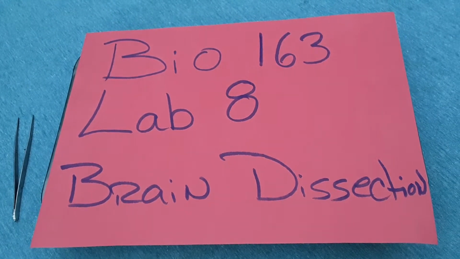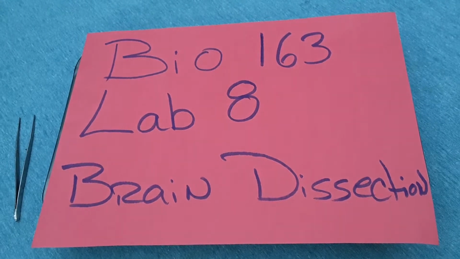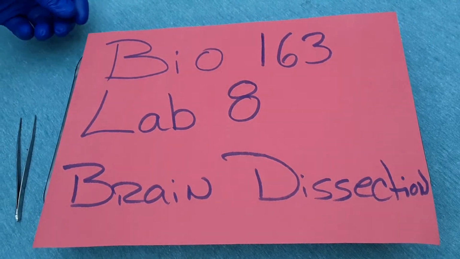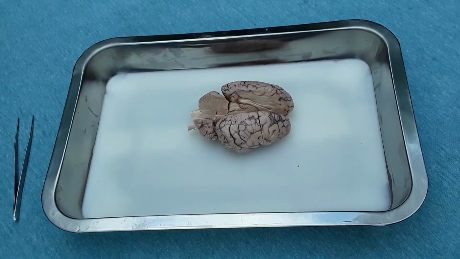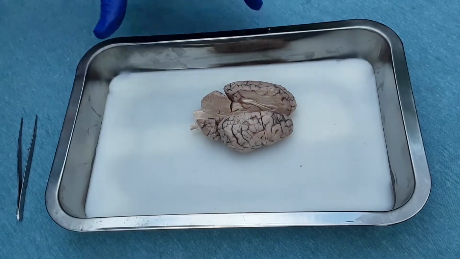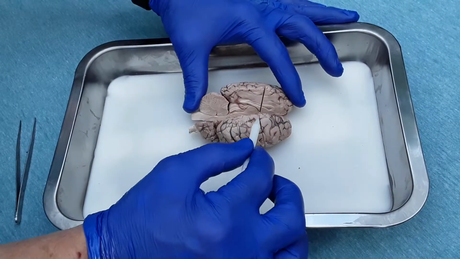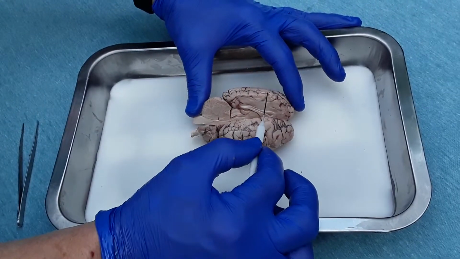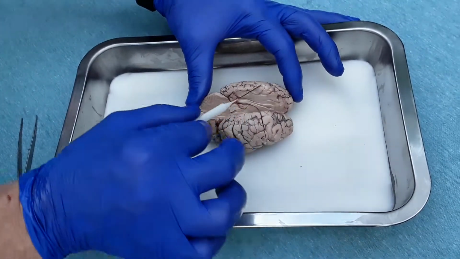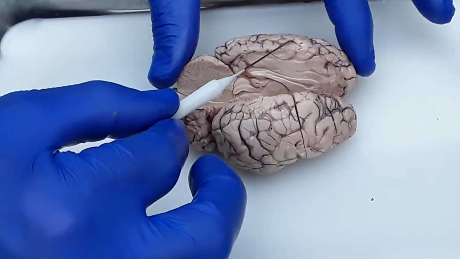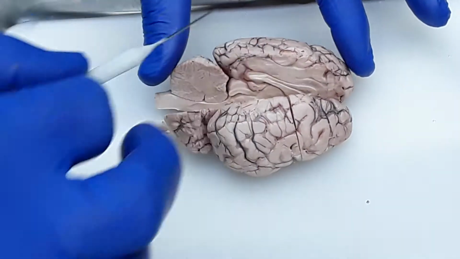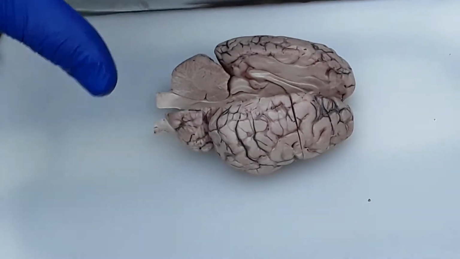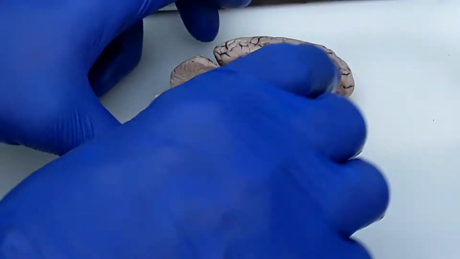It's a sheep's brain, and we're going to go over some anatomy or structures of the sheep's brain. The first one is the dura mater, which is a lining that goes across the entire sheep's brain. You can pull it apart a little bit right here so you can kind of see it. It goes over and inside all of the cracks and crevices and crannies.